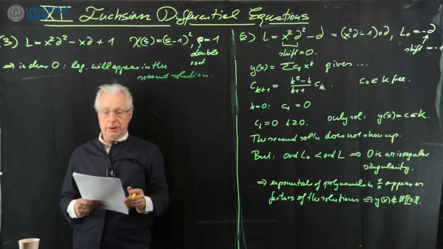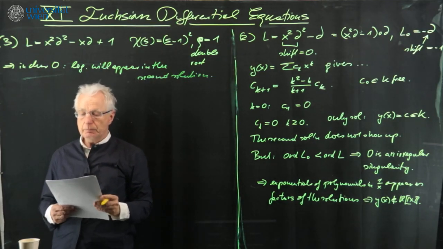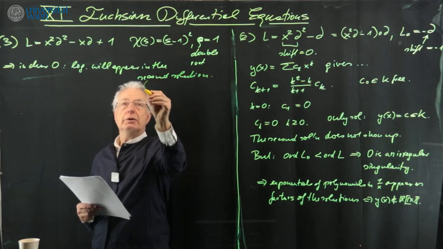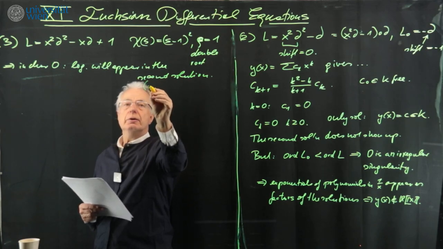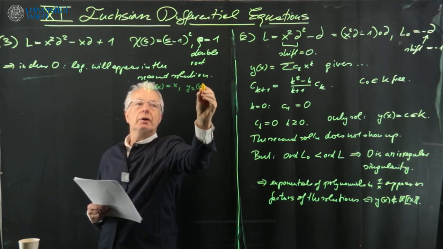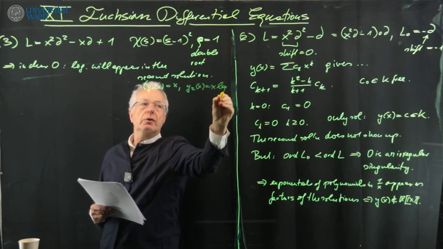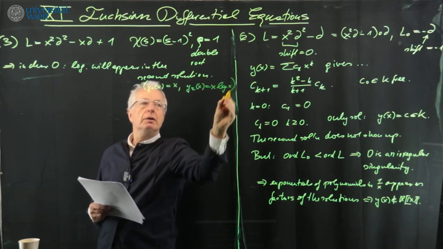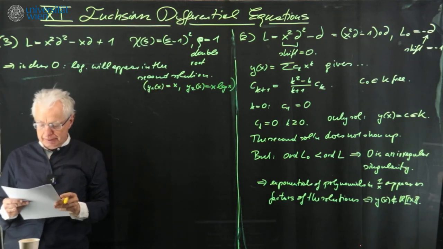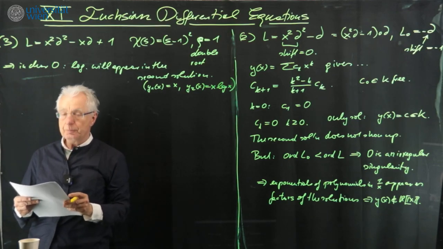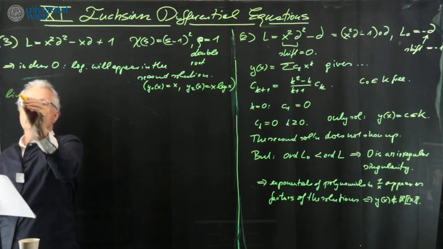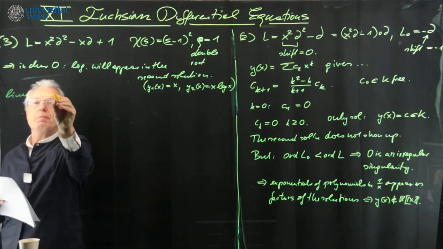So what's going on in characteristic p? So here, of course, in characteristic 0, y1 of x will be x, and y2 of x is x times log x. Okay. Now, in characteristic p, I will just look at the recursion, the linear recurrence.